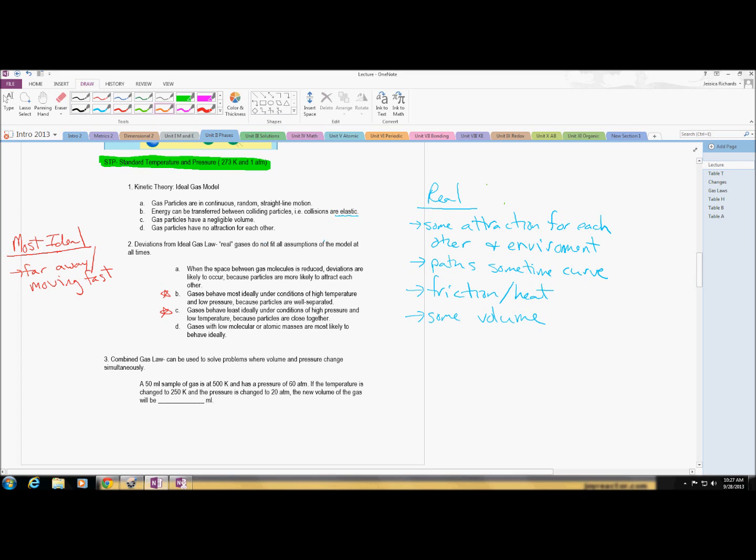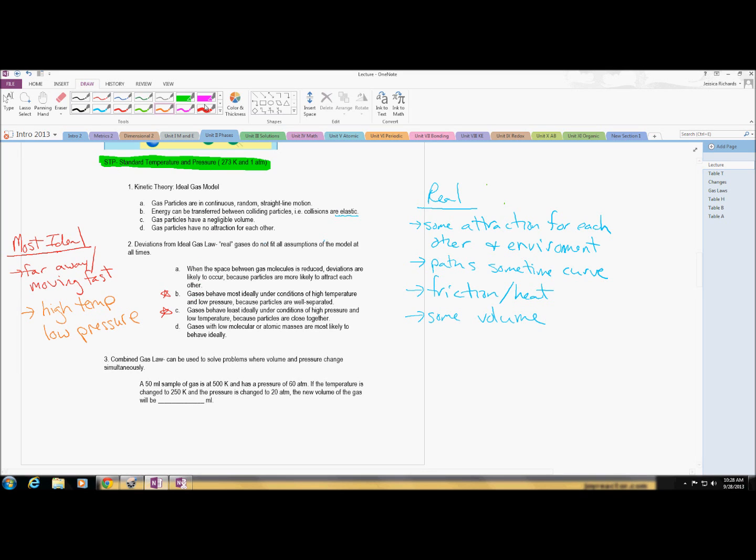Conditions for making things behave most ideally then are going to be high temperatures. That's going to let them move very, very fast, and low pressures. That's going to let them spread farther away from each other, which will reduce the amount of attraction and increase the amount of space that they're taking up, which will make the volume of the gas particles themselves less important.